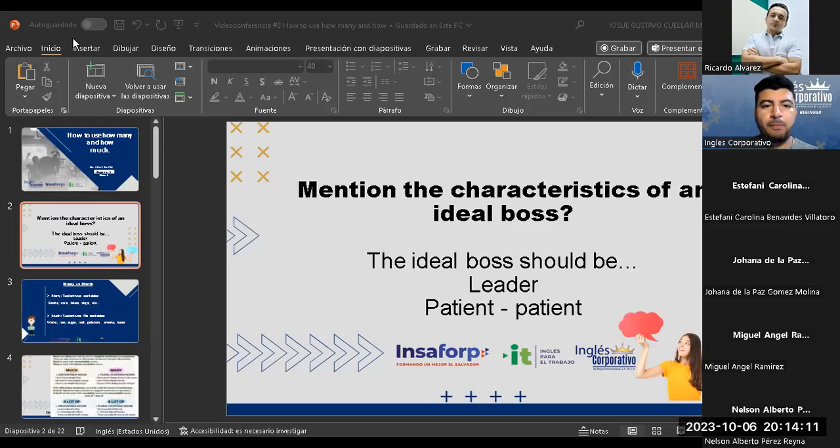Nelson and Ricardo. An ideal boss should be a leader, motivator, and seek the professional development of the team. That's it. Correct. I totally agree. A motivator, yes. That person, it is not just to put more or to press. No se trata de presionar, right? But it is like motivate to do a better job. And also development of the team. Every employee or every team needs workshops, como que talleres, cualquier tipo de crecimiento. It is also very necessary every year, right? Every year, of course. Thank you.